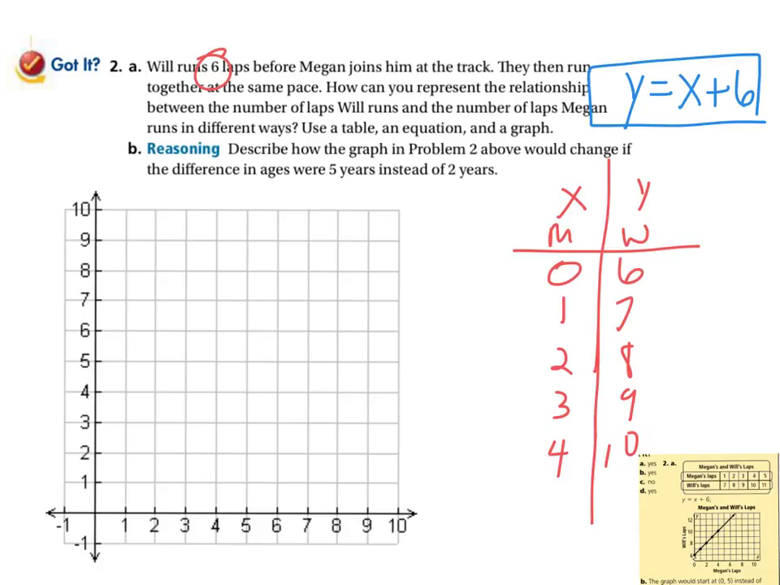And now we have to graph those same points. So we start out (0, 6) right here. Then we have (1, 7), right? And then we have (2, 8). And you just keep going, right?